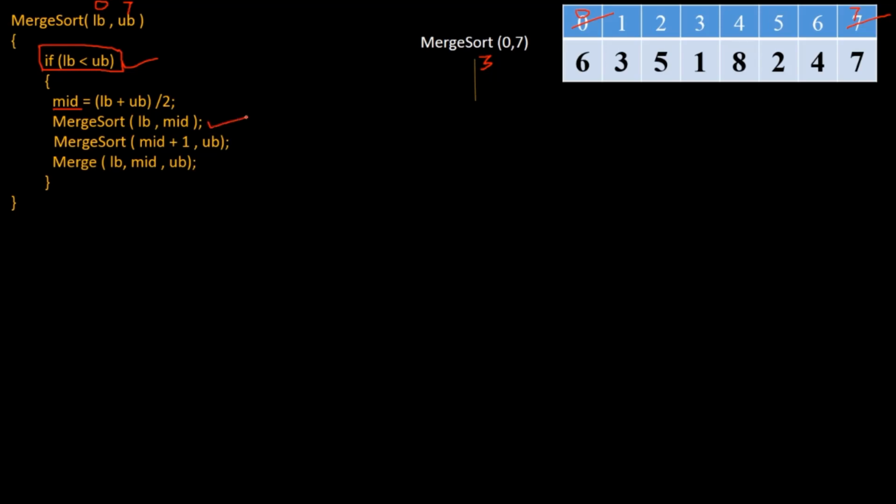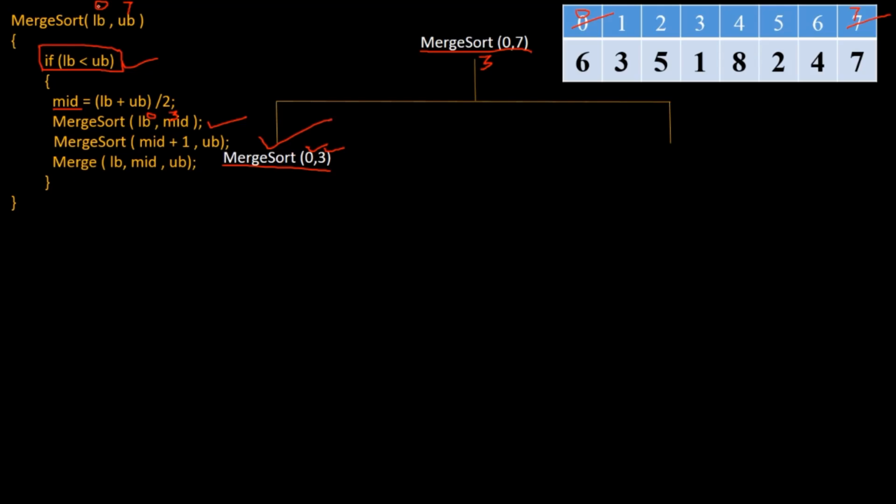We call merge sort again. So this function is not executed completely, and another function call has occurred here, with the value of LB 0 and the value of mid as 3. This is how it is working. So for the left part we call merge sort with values 0 and 3. Understood? When this merge sort is called, the execution of the earlier merge sort will halt, and this merge sort will start its execution.